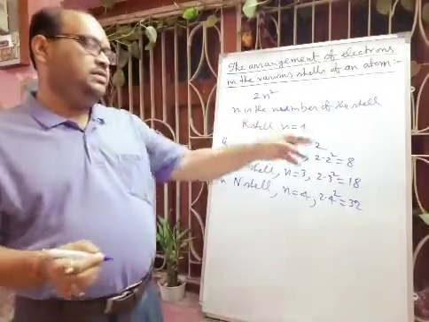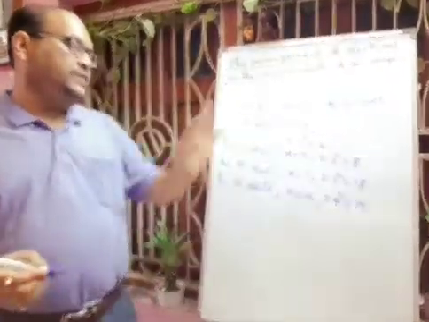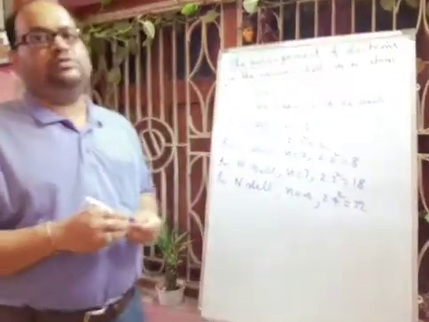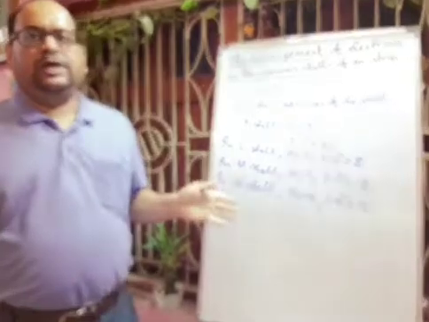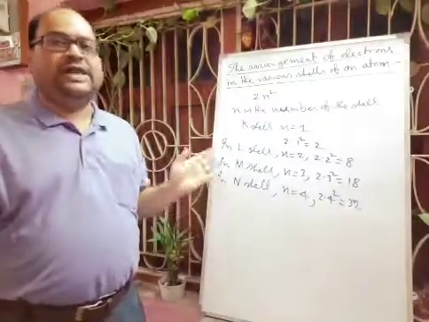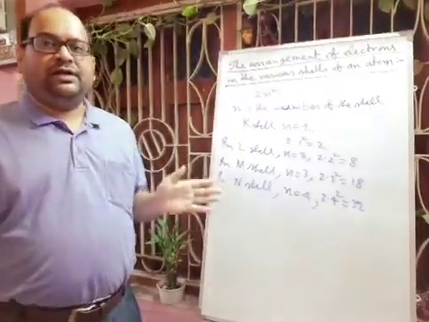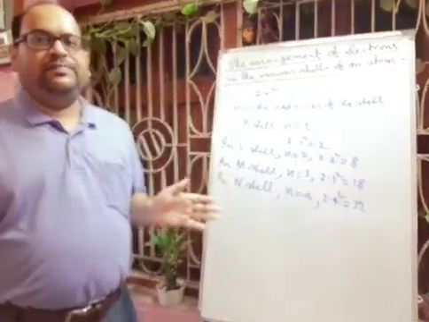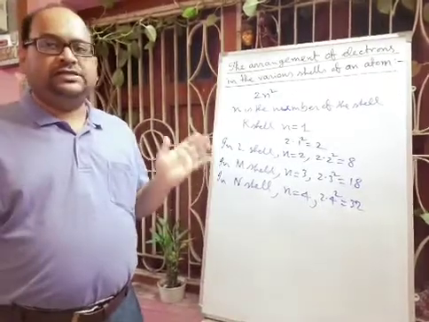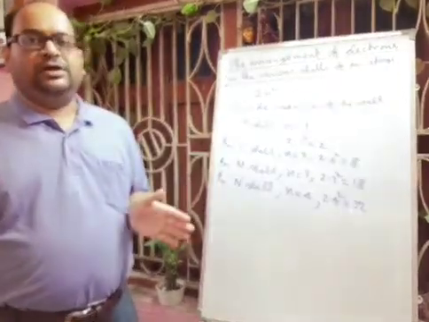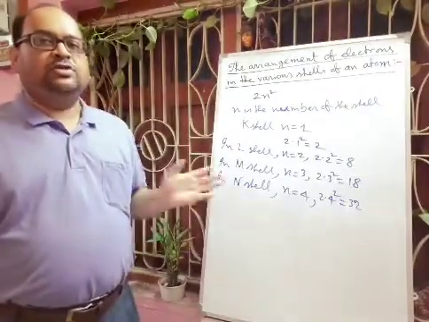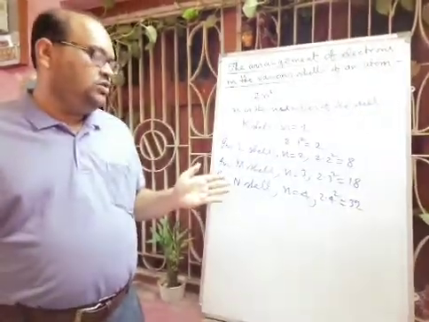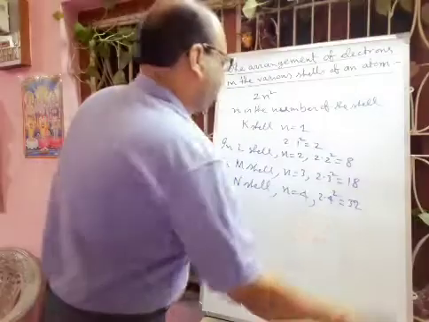So K cell maximum number of electrons will be 2, L cell it will be 8, M cell it will be 18, N cell will be 32. That is the 2n square rule. The maximum number of electrons which can be accommodated in a particular cell of an energy level is given by scientists Bohr and Bury, that is the 2n square rule, and so this rule is called Bohr-Bury's rule. Hope you can understand.